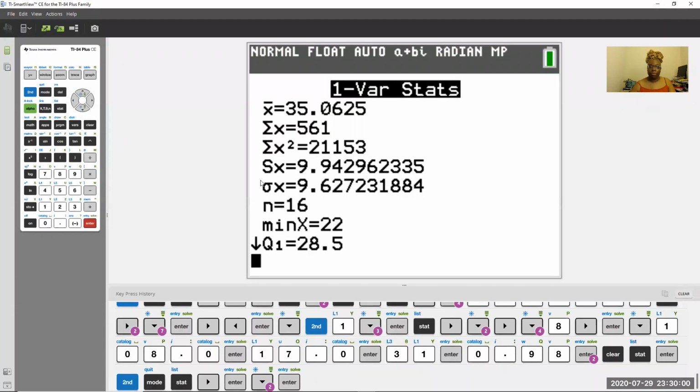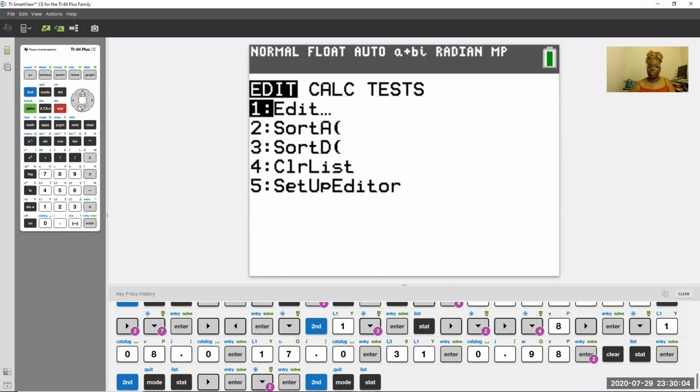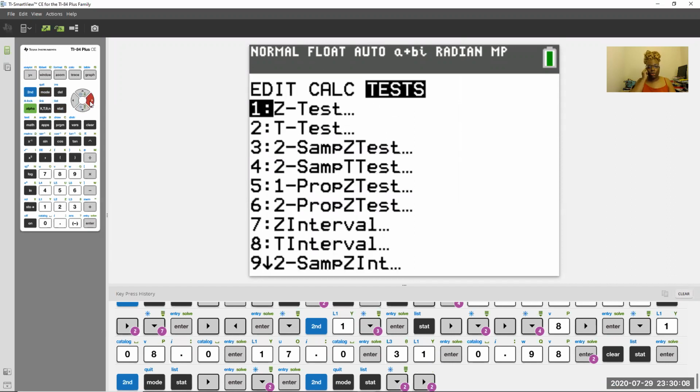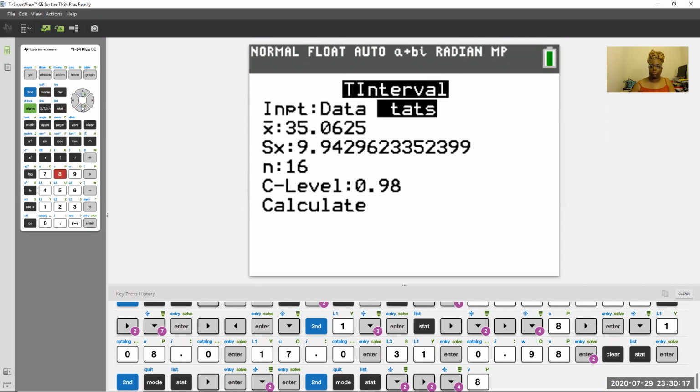Right. So we're at the calculator. In order to find out what your answers are going to be, you're going to go to STAT, and then you're going to go over to TESTS, and then you're going to do a T Interval. That's what you're looking for. You're looking for a T Interval, not a T-Test. So that's going to be number 8. So I'm just going to hit number 8. I'm not going to scroll down.